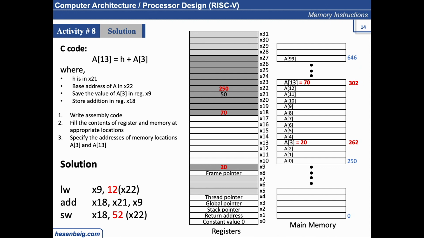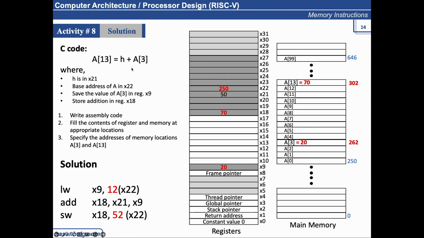Next, we already have the value of h, which is stored in x21, which is 50. So 50 plus the contents of x9, which is 20, we need to perform this addition and store the result in x18, which is 70.